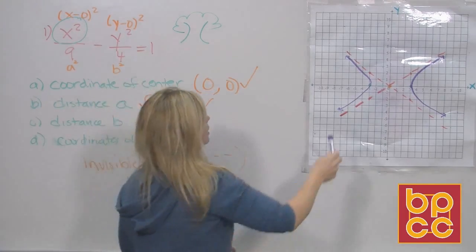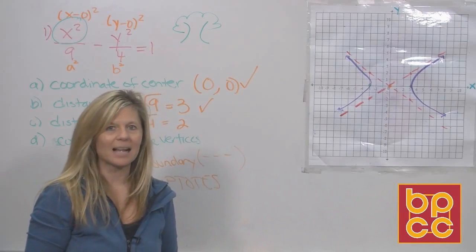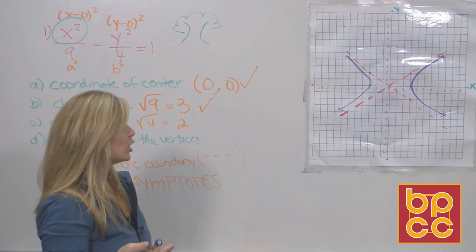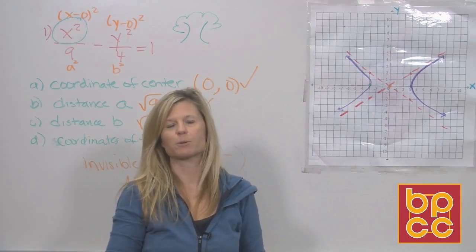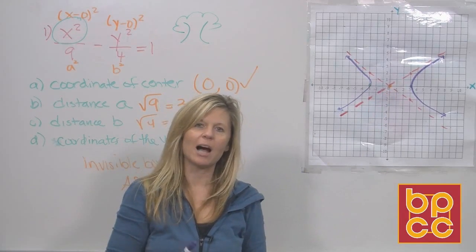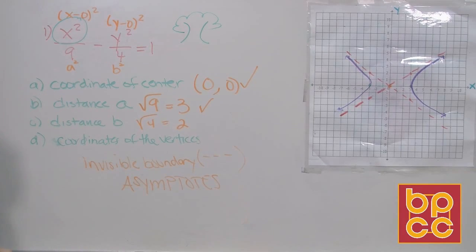Now, if you look, these asymptotes are diagonal lines. So you could be asked lots of questions. You could be asked to write the equation of these asymptotes, which would be y equals mx plus b, which we learned to do in Module 13. But that's all there is to graphing a hyperbola.